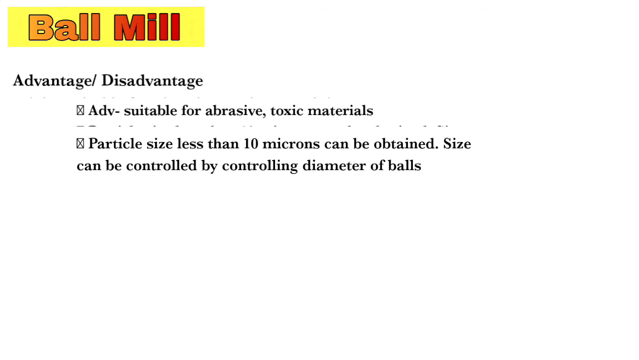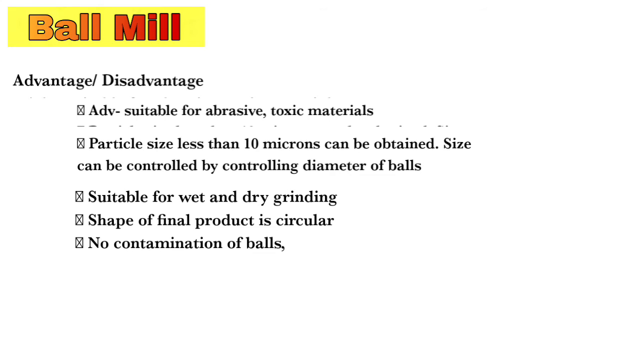Let us have a look at the advantages of the ball mill. It is suitable for abrasive and toxic materials. Particle size less than 10 microns can be obtained. Size can be controlled by controlling the diameter of the balls, and it is suitable for wet and dry grinding. The shape of the final product is circular and no contamination of the ball occurs.